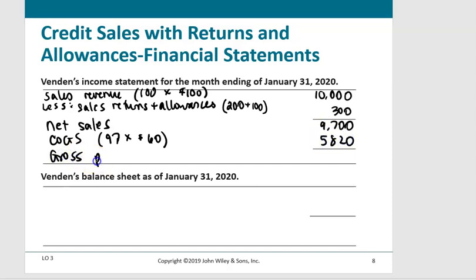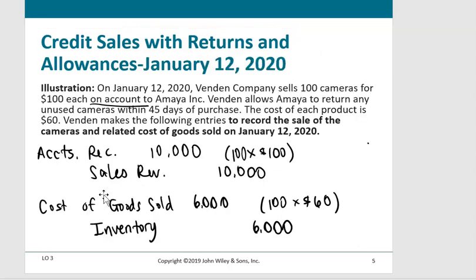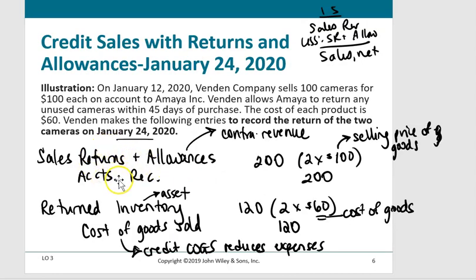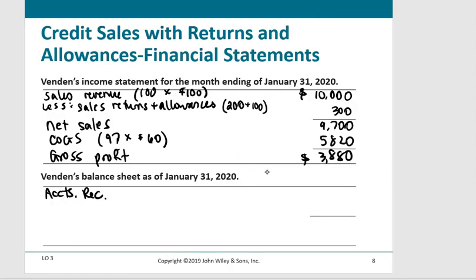So the income statement is going to report gross profit, net sales minus cost of goods sold, 3,880. And how about the balance sheet? The balance sheet is going to report accounts receivable. Remember, at the time of the sale, the company booked the increase to the asset accounts receivable of $10,000, and then 2 of those cameras were returned. So we had to reduce that accounts receivable. So $10,000 minus the 200 for the returns that actually took place, or 9,800.